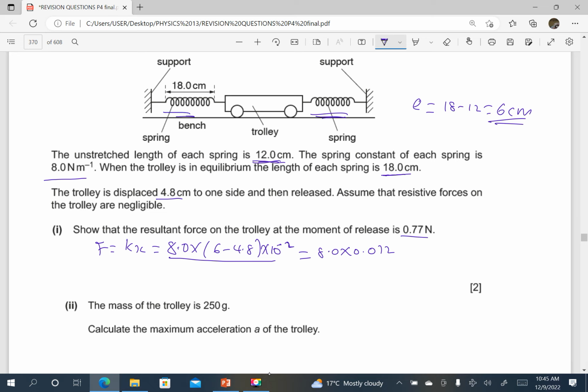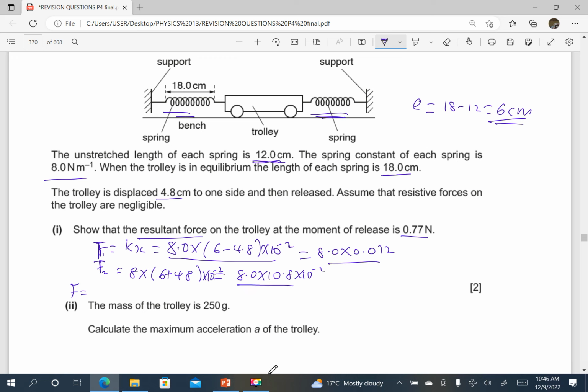For this one which is extended, of course, the extension is going to be 6 plus 4.8, which is 10.8. So for the other one, the tension T2 is going to be 8 times 6 plus 4.8, times 10 power negative 2, which is 8.0 times 10.8 times 10 power negative 2. So we want the resultant, which is the difference. So the resultant is the difference, which is going to be this minus that, or the other way around.